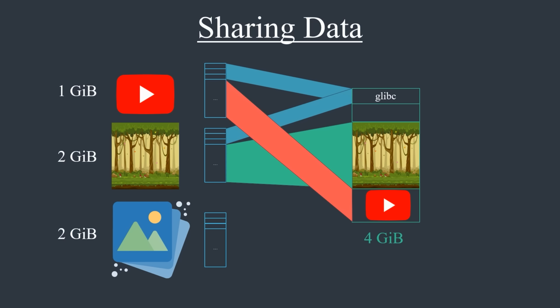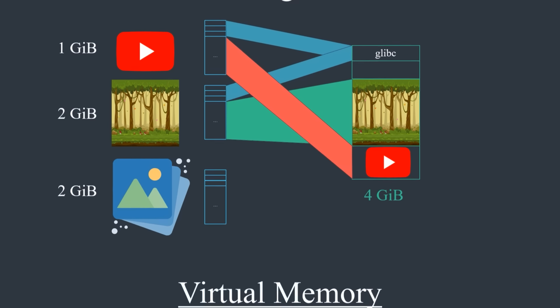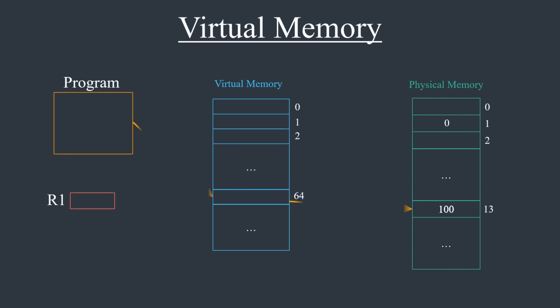Now let's have a look at how virtual memory is implemented. What happens when a program accesses a memory? Let's say that a program wants to load data from an address 64 into a register R1. When the CPU executes this instruction, first it has to find a mapping from the virtual address 64 to a physical address, and then read the data from the physical address. This map is called a page table, and each mapping is called page table entry.